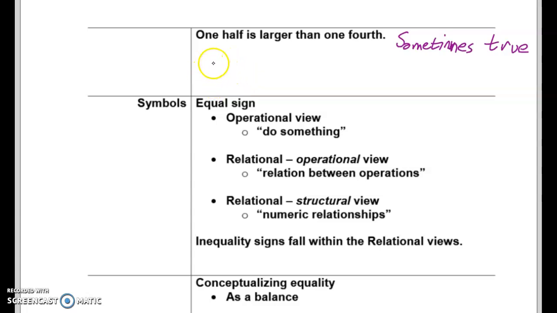So 1/2 of an inch is definitely not larger than 1/4 of a mile. Because we're vague about what the whole is, that's why it's sometimes true. Now, if you say 1/2 of a whole is larger than 1/4 of the same whole, the same unit, you've got it.